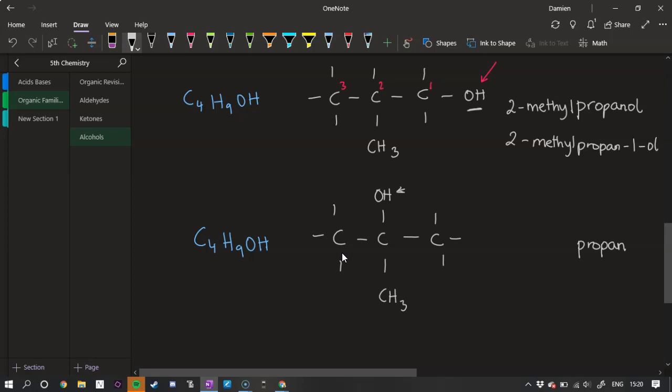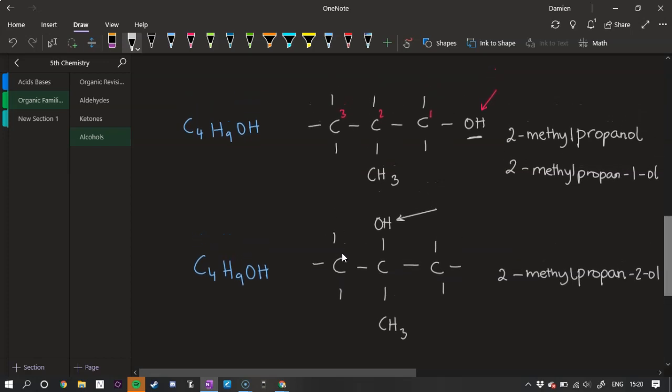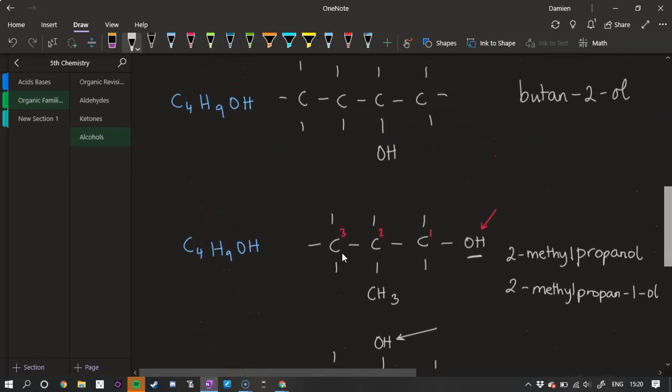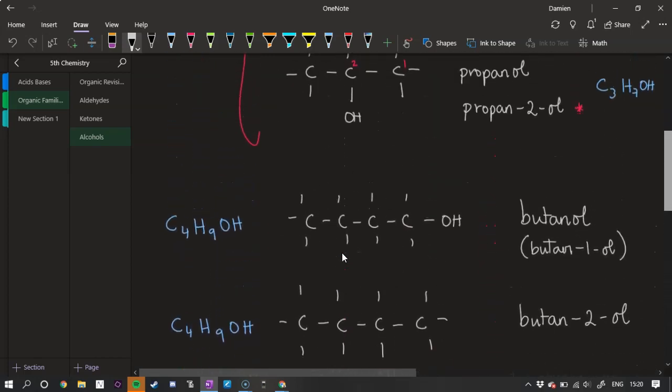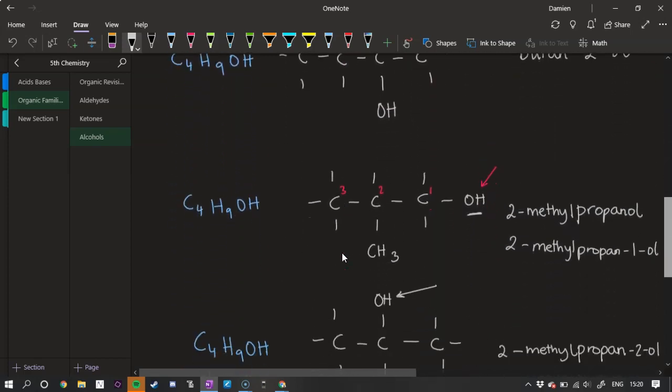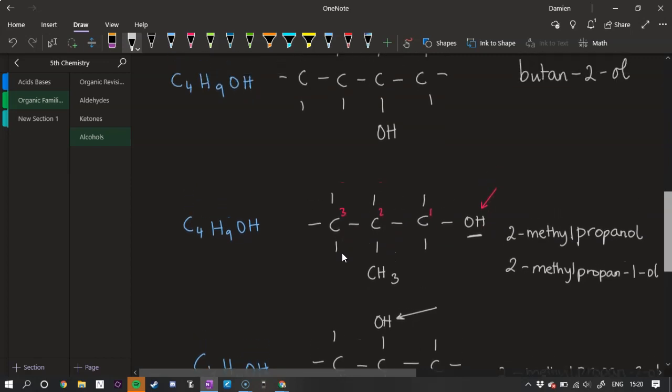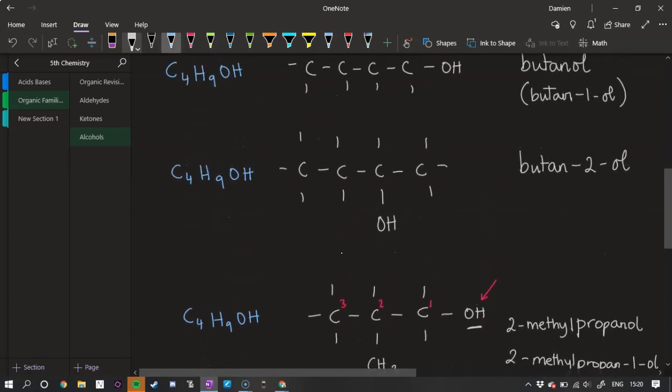The OH group, the alcohol group, is on the second carbon, so it's propan-2-ol. You have a methyl, also on the second carbon, so that's going to be 2-methylpropan-2-ol. Now they seem similar, but they are very different. So let's go back and see, when we're working with C4, 4 carbons, we have got 1, 2, 3, 4 isomers. So there's 4 isomers of these.